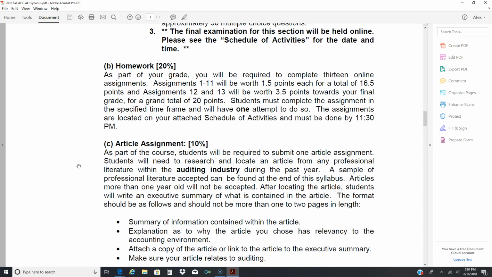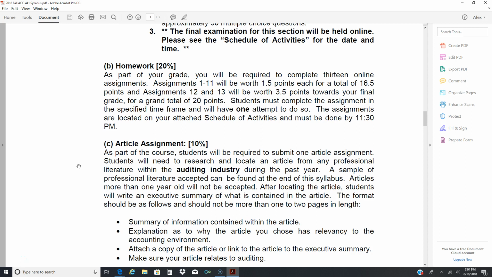The last criteria for grading is a 10% article assignment. As part of the course, students will be required to submit one assignment from an article, and it needs to be from something related to auditing within the past year. Samples of literature from professional types of articles can be found at the end of the syllabus. Articles more than 1 year old will not be accepted.